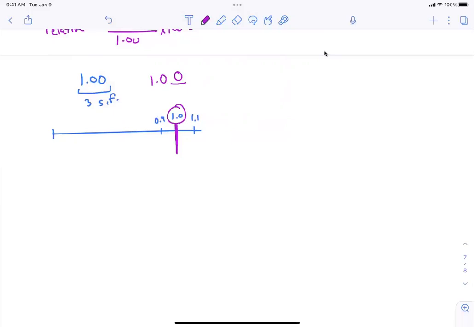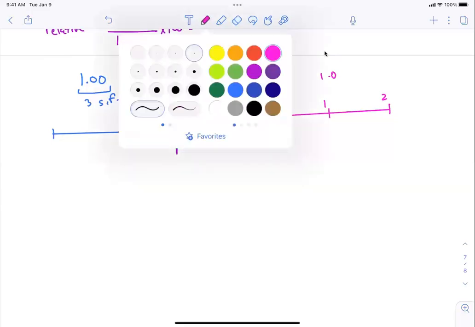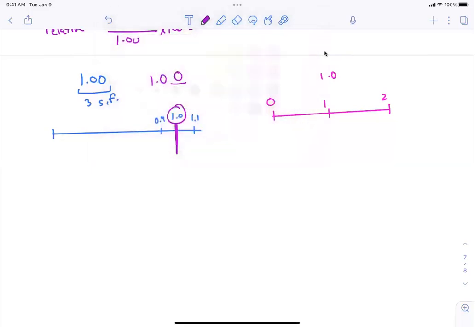Because that estimate is still a moment of precision in there. Whereas 1.0, oh sorry, would be 1, 2, and 0. And that would be this. So you know for sure 1, and then you're estimating the point 0. So notice how different the precision is there.